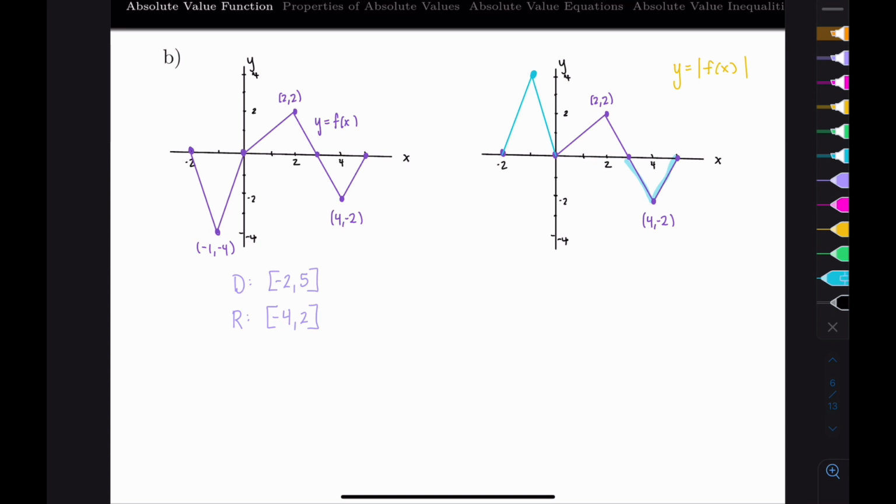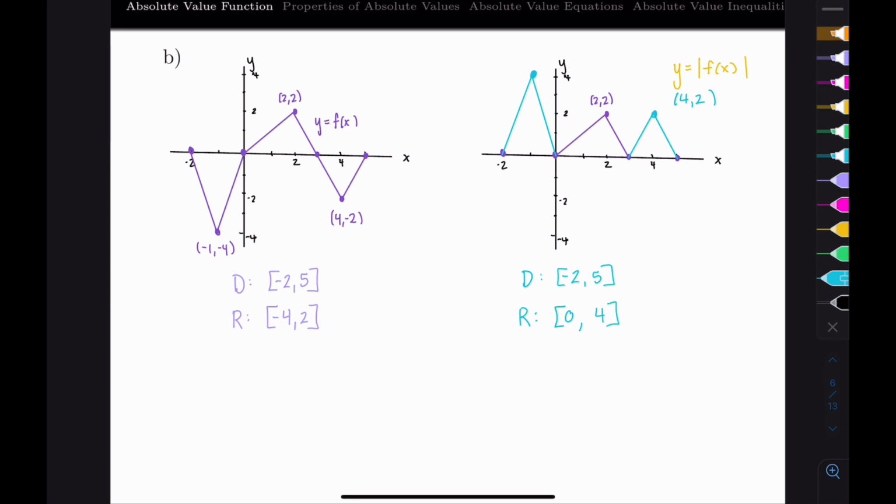And then same thing, normally we go through 4, negative 2, but in absolute value, this is going to flip up and it goes through 4, positive 2. But it still has the same triangle shape. Okay. And when we go to find the domain and range, the domain is still exactly the same, but our range now starts at 0, and the biggest y value we have is 4. So it's from 0 to 4.